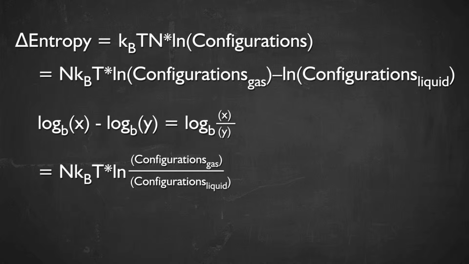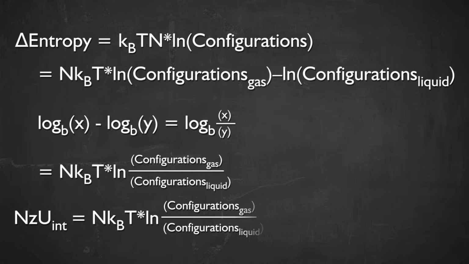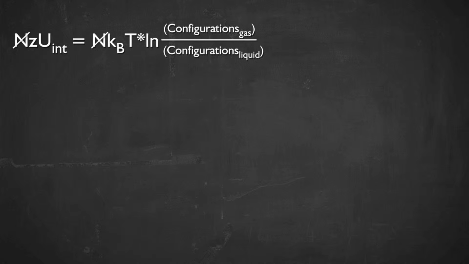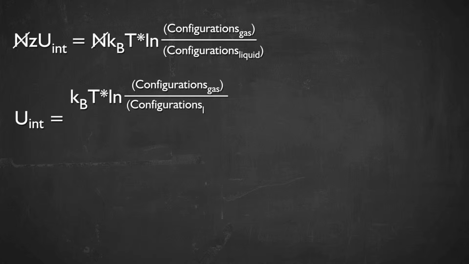And so our equation is that N times z times U interaction is equal to N times T times the Boltzmann constant times the logarithm of the ratio of the number of configurations. So if we now just cancel out the N's, we now have this beautiful formula that starts to look a lot like our equation of the week. It says that U interaction is equal to kBT times the logarithm of the ratio of the number of configurations in the gas to the liquid divided by z, the number of contacts per particle.